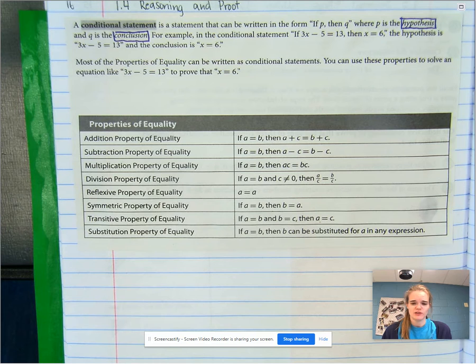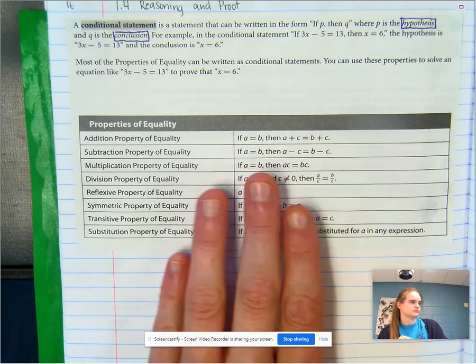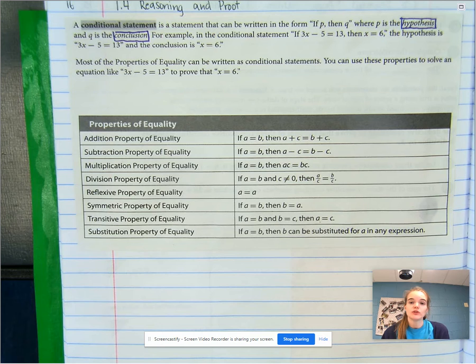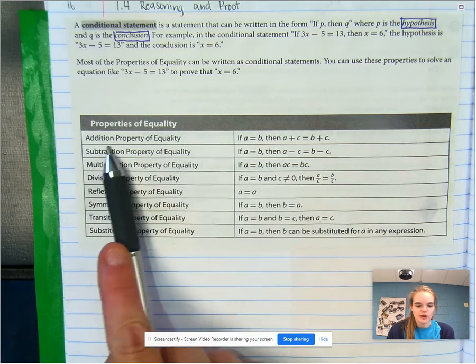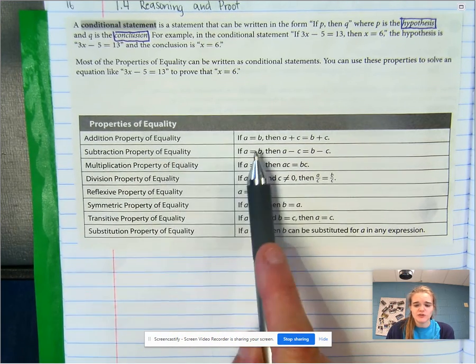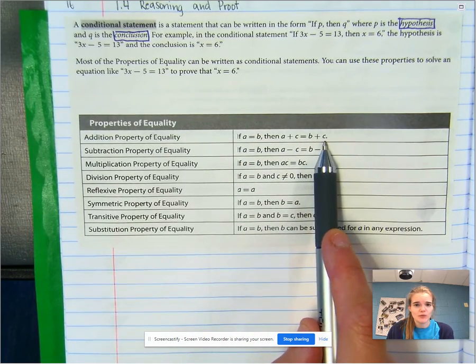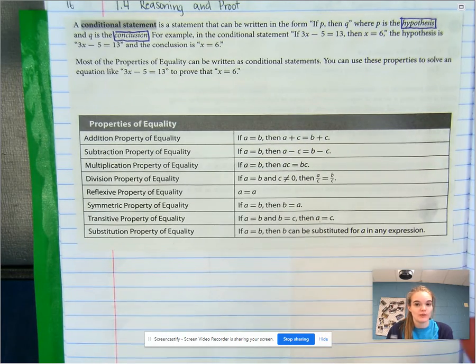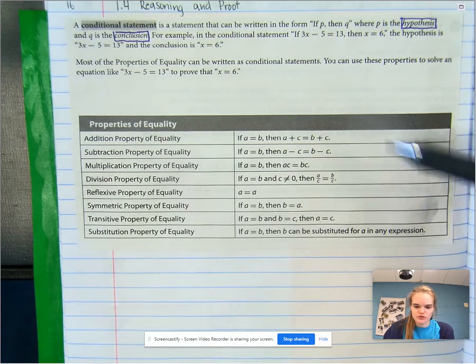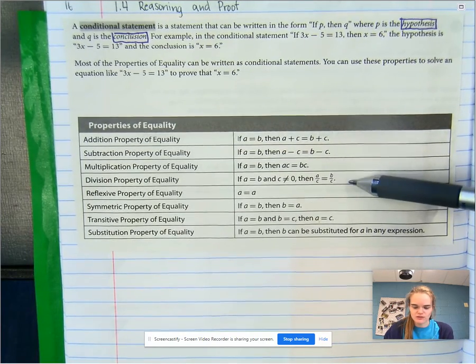Most of the properties of equality can be written as conditional statements. Here they are below. You have used a lot of these properties. The problem is you've never used them to talk about proving that things are true, okay? The addition property of equality says that if you have something that's equal to each other, if you add the same thing to it on both sides, it's equal. Well, you're used to solving equations that way. If you have x minus 6 equals 12, you know that if you have an equal sign, if you move something over to the other side, if you do it to both sides, it's still equal. Same with subtraction, multiplication, division.